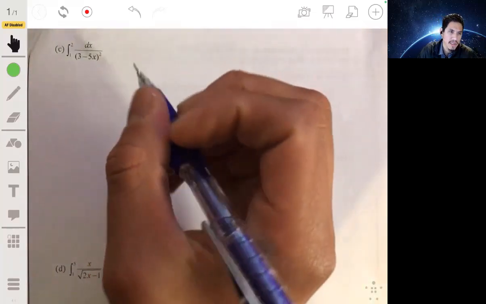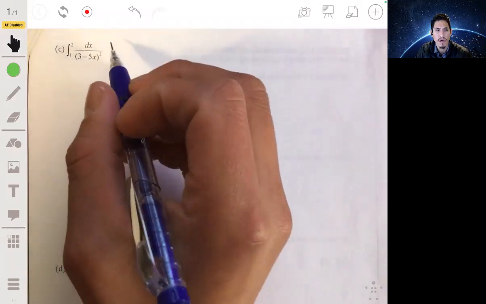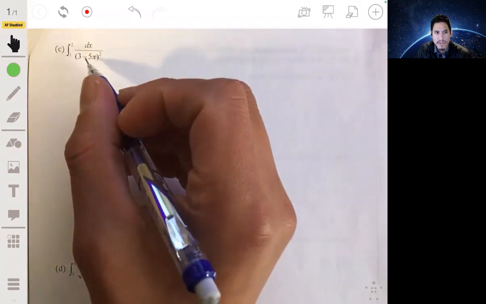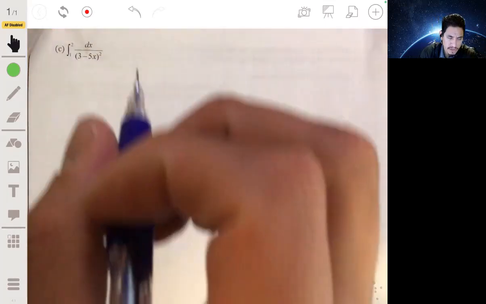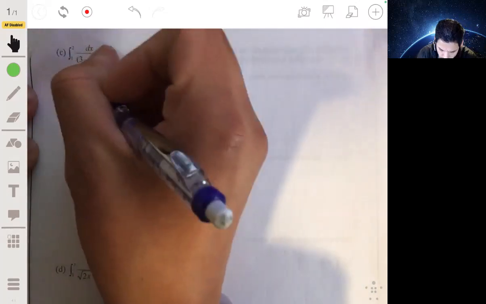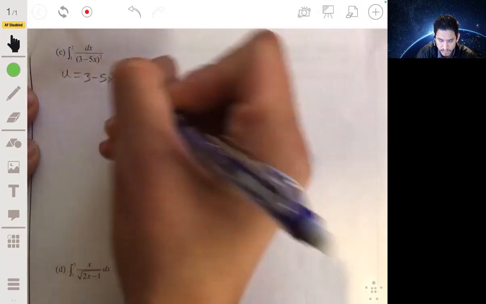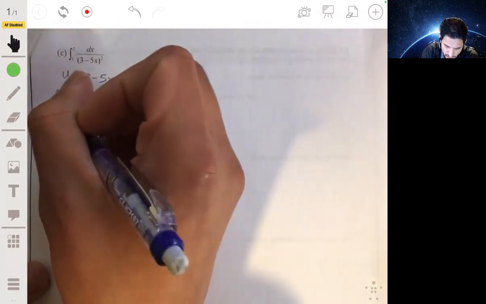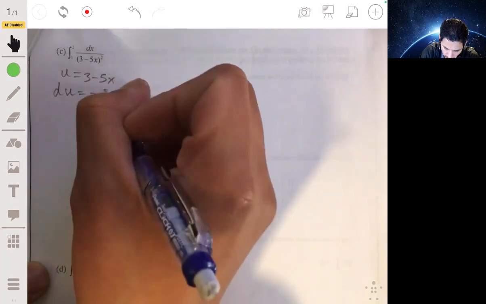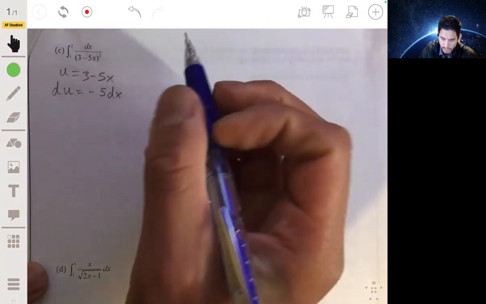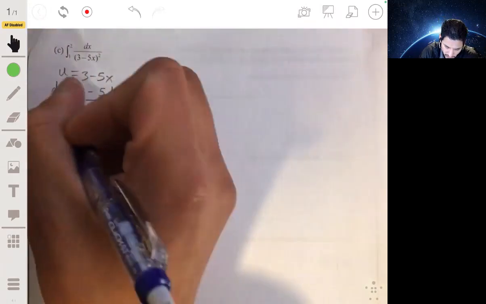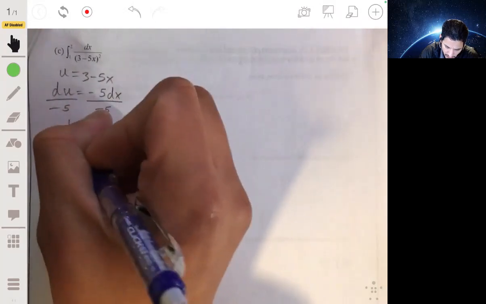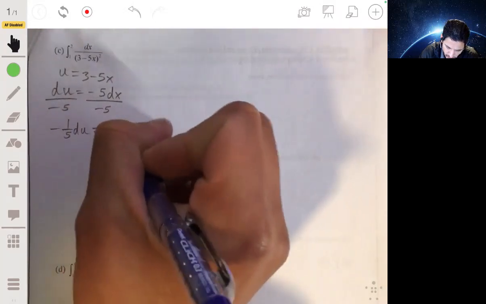Okay, so to integrate the definite integral from 1 to 2 of dx over the square of 3 minus 5x, we're going to use u substitution where we make u equal to 3 minus 5x. That'll make du equal to negative 5 dx. And we don't have a negative 5 dx, but we have a dx. And so we'll divide each side by negative 5. And so we'll get that negative 1/5 du is equal to dx.